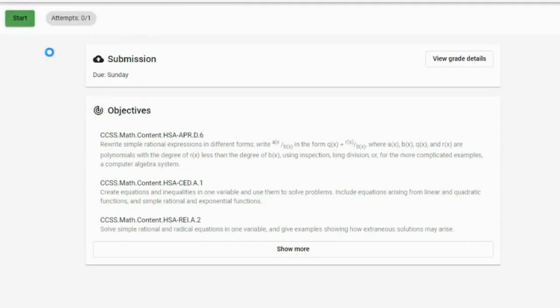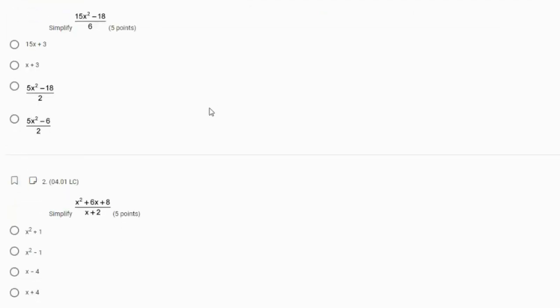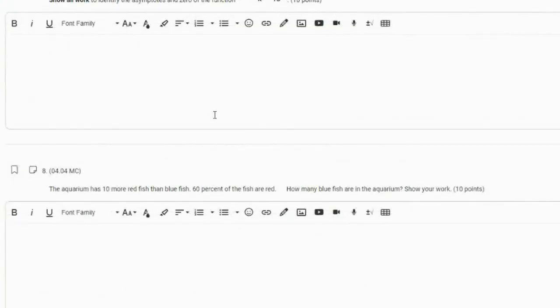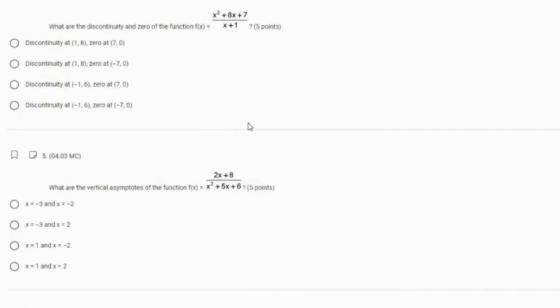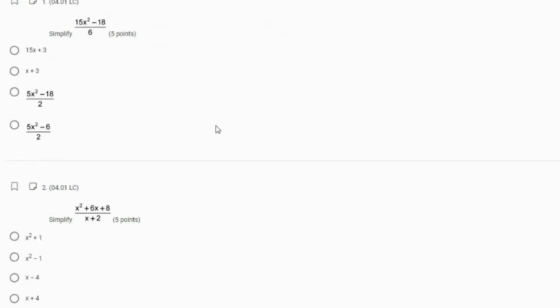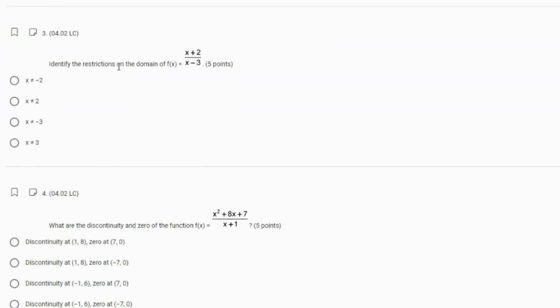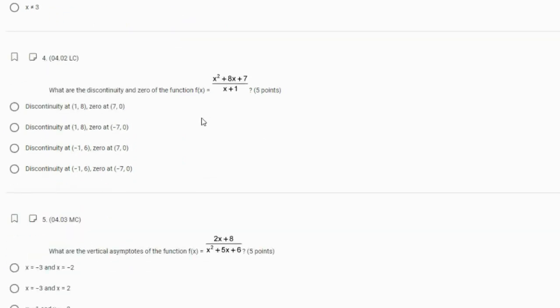All right, so when you start this up, what do we got? 1, 2, 3, 4, 5, 6. Oh, just 8 questions. 6 of them are multiple choice. You have to simplify this equation down to its simplest form. Another simplify. Identify restrictions on the domain, basically discontinuities, right? Which is lesson 4.02 or 6.02, in case I renumbered them.